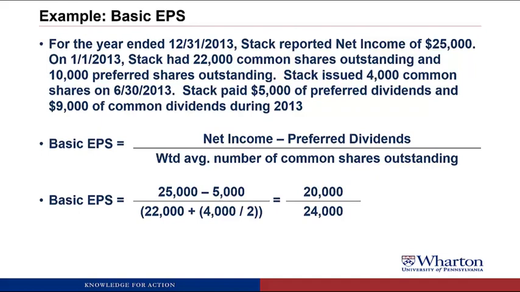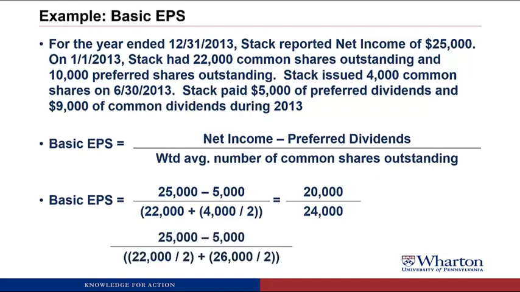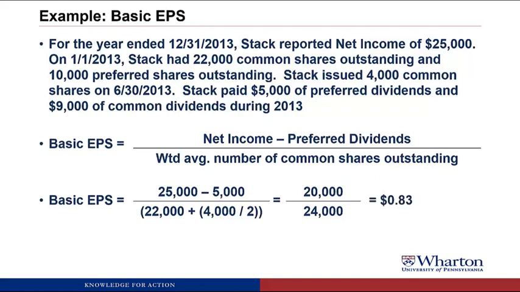Another way that you could try to calculate this denominator would be to think of it as you had 22,000 shares outstanding for half the year from January through the end of June. And then you had 26,000 shares outstanding for half the year from July 1 to December 31. And so if you take half a year at 22,000, half a year at 26,000, you end up with the same 24,000 in the denominator. And so that's going to give us a basic earnings per share of 83 cents.